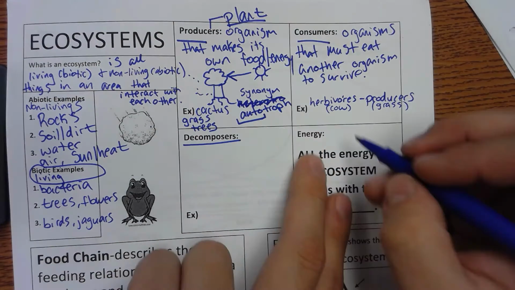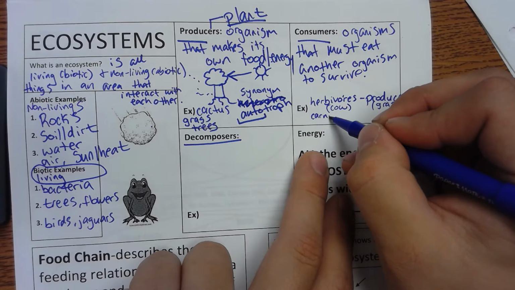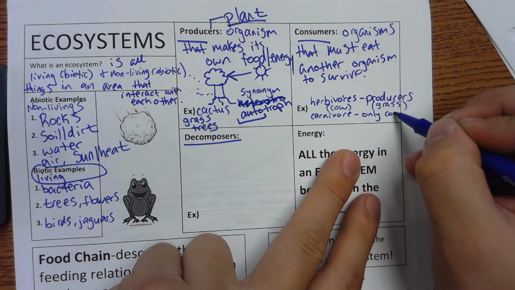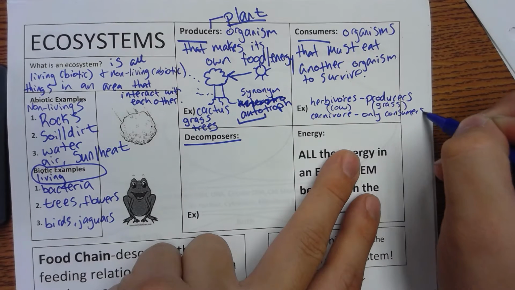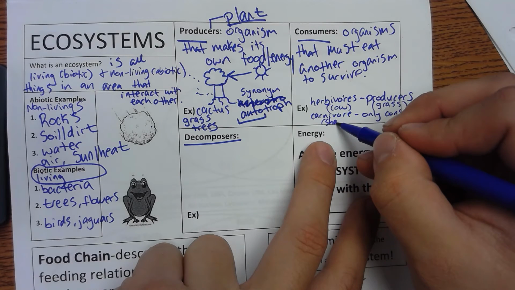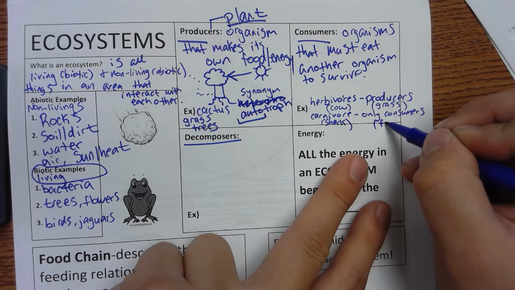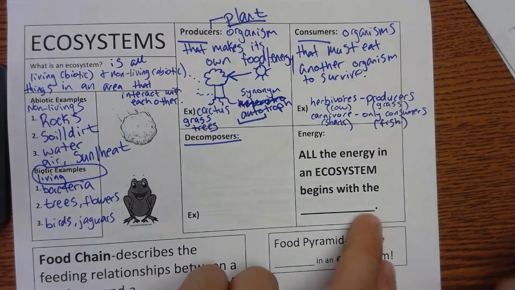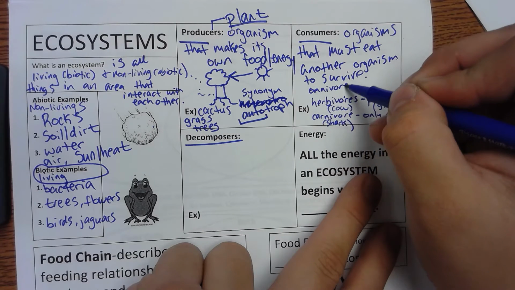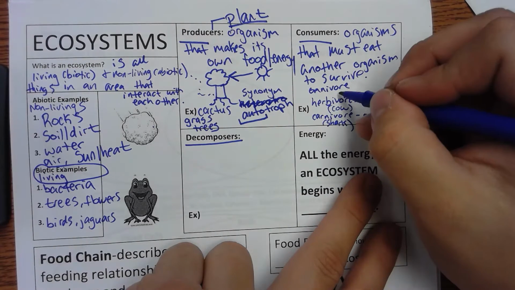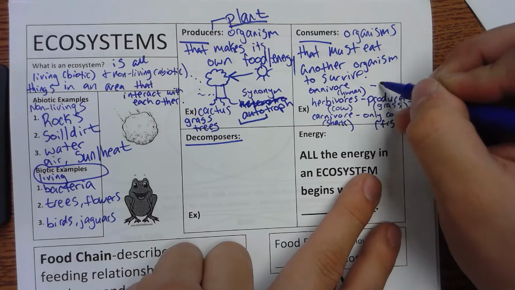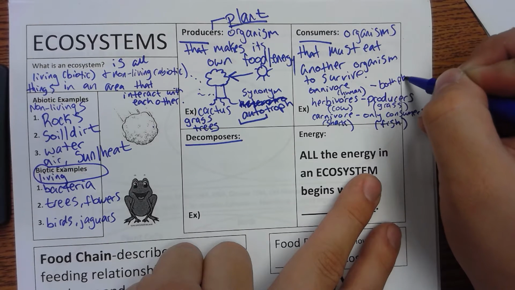Another type of consumer is carnivore. They eat only consumers or only meat. Okay? So this is like a shark eating a fish, only other consumers. And the last one is an omnivore. Omnivore, think human or bears, because we eat both plants and animals.